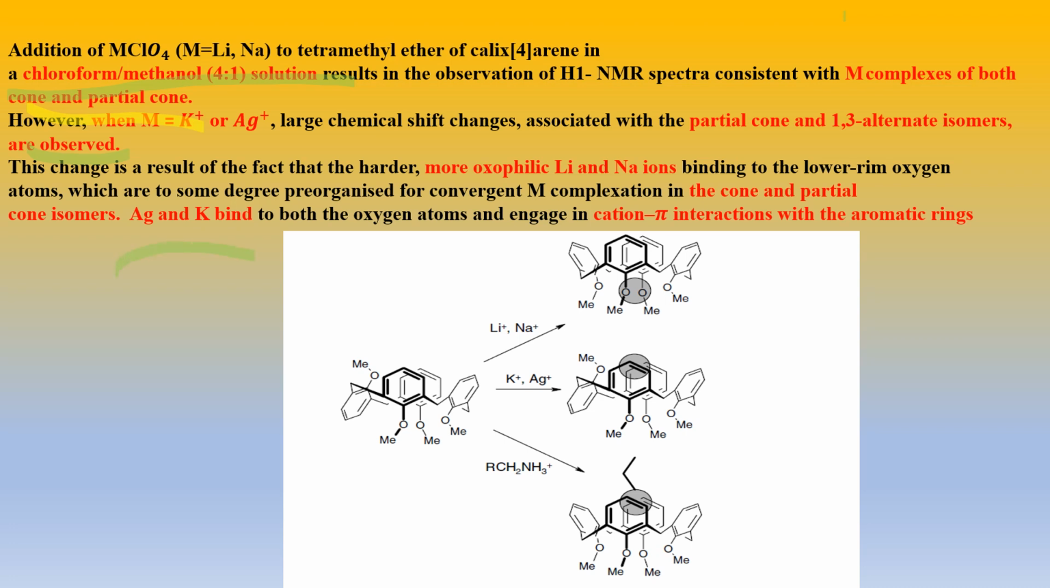Another important thing: silver and potassium ions do not prefer oxygen atoms to bind with, because they go straight to the pi bonds present in the aromatic rings. There are four aromatic phenyl rings.